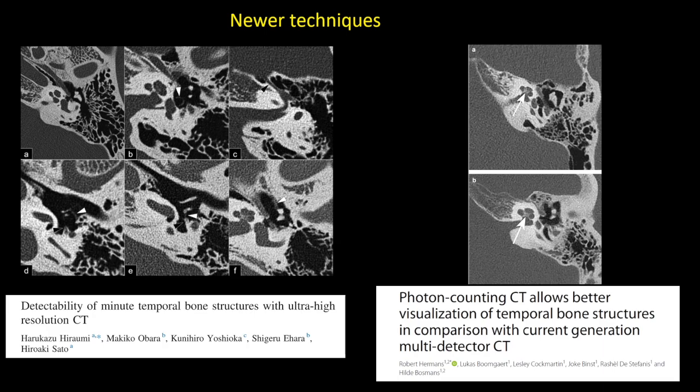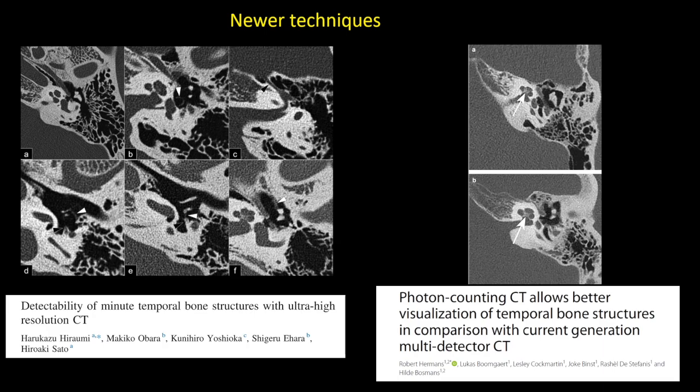A number of newer techniques have now been described, for example, the ultra high resolution CT and the photon counting CT. With the ultra high resolution CT, you can see the images are exceptionally sharp with less noise, and there's very high resolution detail of the finer anatomical structures. For example, we can see the head of the malleus and body of incus, good detail of the stapes, the greater superficial petrosal nerve, anterior ligament of malleus and the pyramidal eminence, and so on.